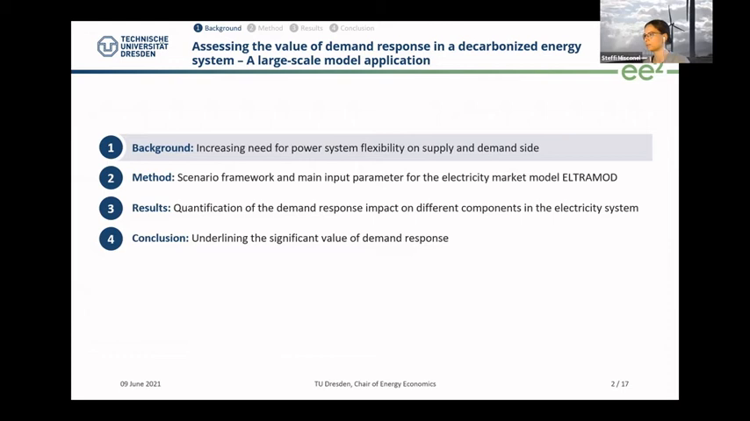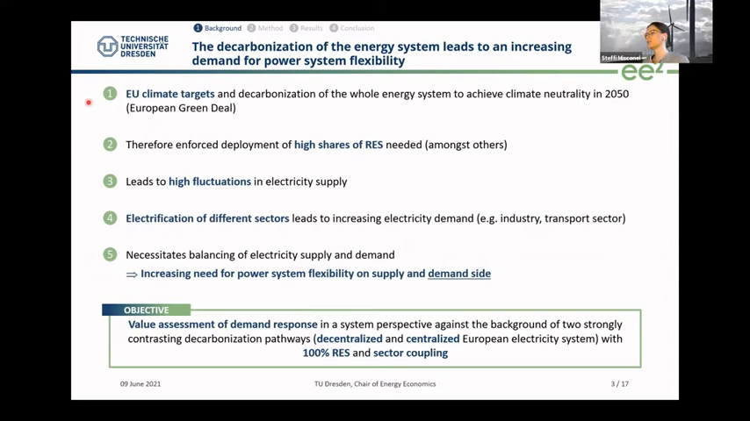To diminish the consequences of climate change and to keep the temperature increase below 1.5 degrees, the European Union set with the European Green Deal the overarching aim of making Europe climate neutral until 2050. And regarding the emission reduction target, the power sector plays a crucial role as the sector is responsible for 25% of the greenhouse gas emissions in Europe. And for a sustainable transition, very high shares of renewable energy sources have to be integrated into the electricity system. And this will lead to high fluctuations in the electricity supply.